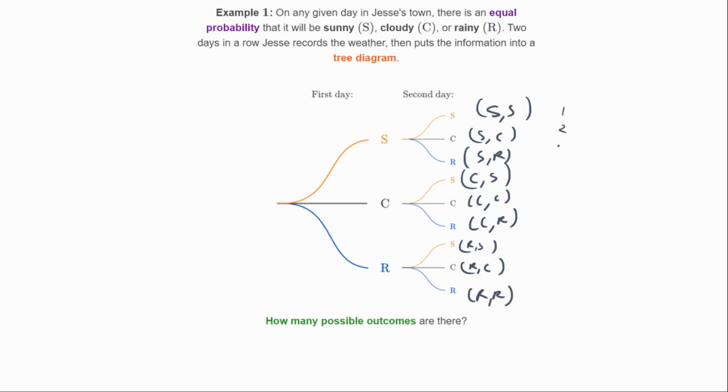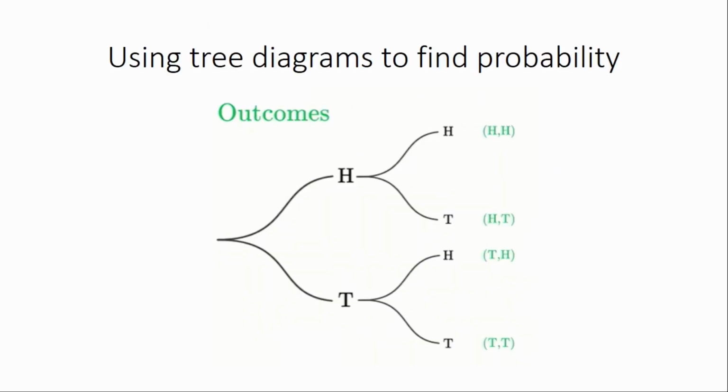There's a total of 1, 2, 3, 4, 5, 6, 7, 8, and 9. So your answer for this part will be there are 9 possible outcomes in total. So that's how to find the total number of outcomes. Let's have a go at using tree diagrams to find probabilities.